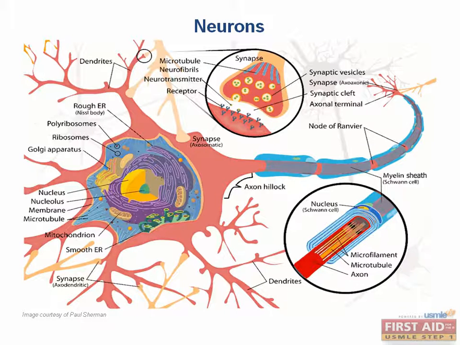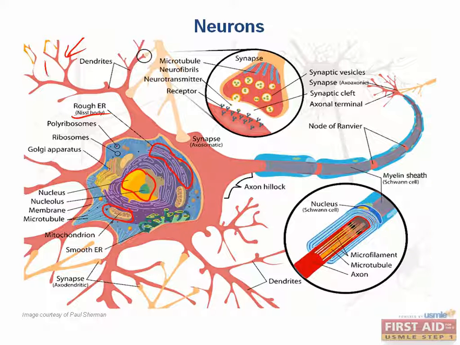So now let's start with the star of the show, which is the neuron, of course. This is where all of the action takes place. Neurons have a large cell body with many organelles, including the nucleus, the rough endoplasmic reticulum, which is the Nissl body, and then mitochondria. But of course, what makes the neuron not your typical cell is that it has dendrites and an axon that allows it to transmit signals throughout the brain.